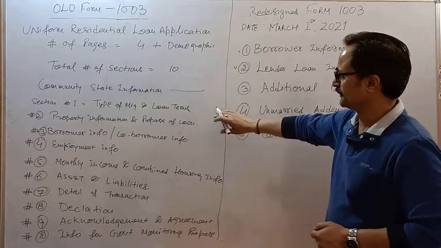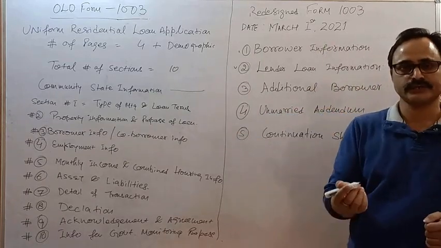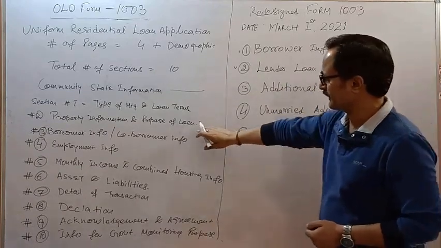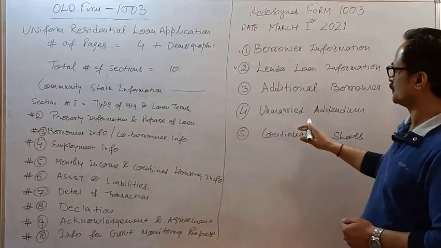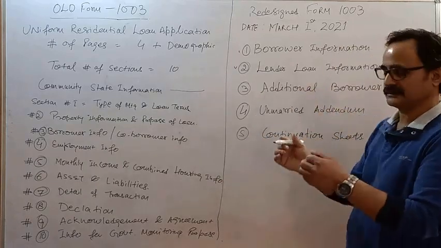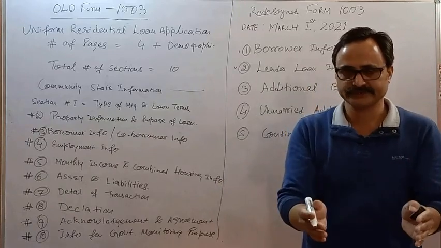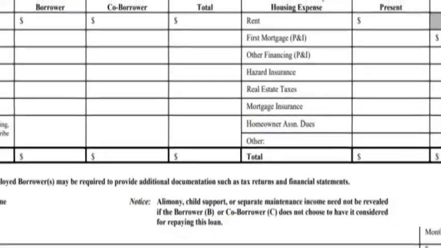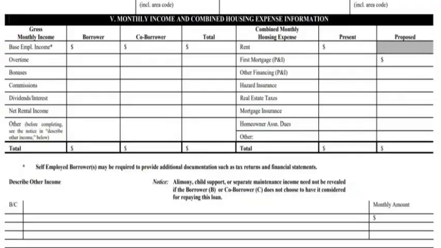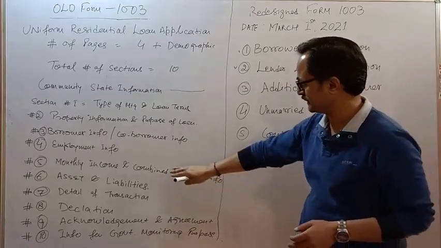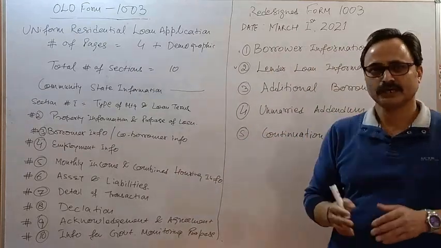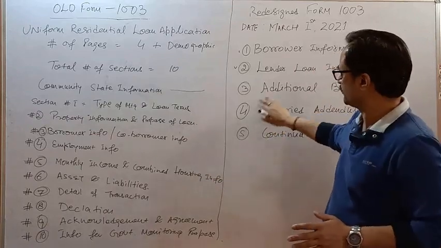Then the section on type of mortgage and loan terms: most of this information was related to the lender, so it has gone to the lender, right? Property information and purpose of loan has again gone to lender information, right? Or employment and monthly income: in the previous 1003, monthly income and housing expense were in the same section, section number 5. But now monthly income related to the borrower goes to borrower information, whereas the combined housing expense goes to lender loan information. So we need to see how those forms look and what information is found in which forms.